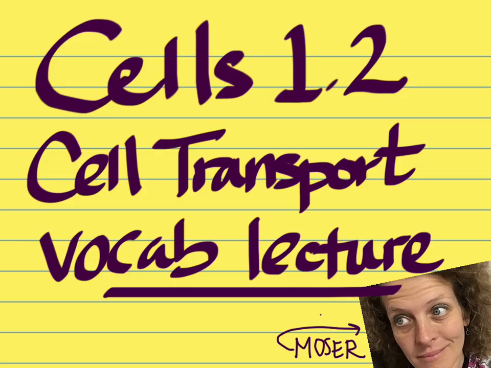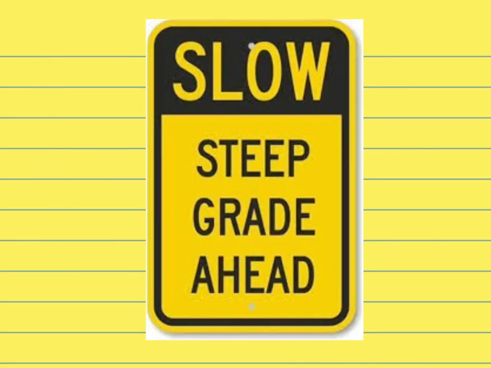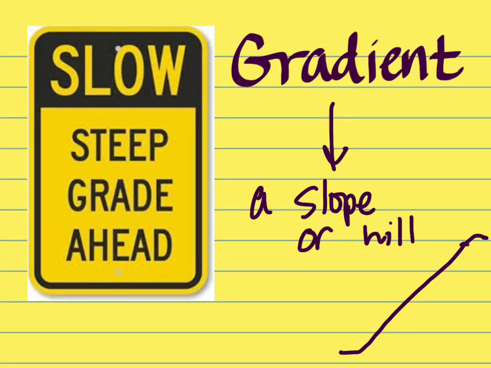Now, we're going to start with what might seem like kind of a weird tangent, but this sign. If you're driving down the road and you see this sign, slow, steep grade ahead, does that mean that you're headed for a long, flat stretch of road? You know better than that. You know that a steep grade means you're headed for a hill. A gradient is a slope or a hill. That's going to be really useful to know.